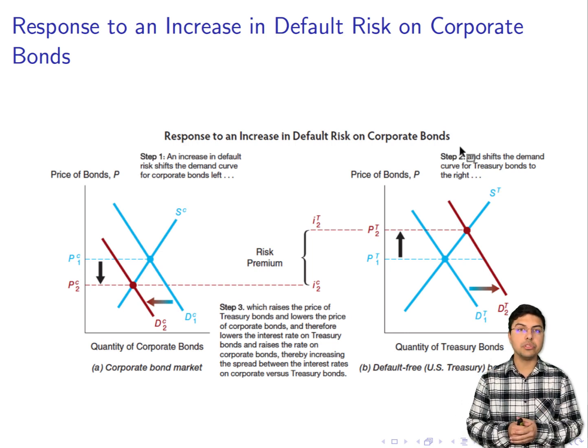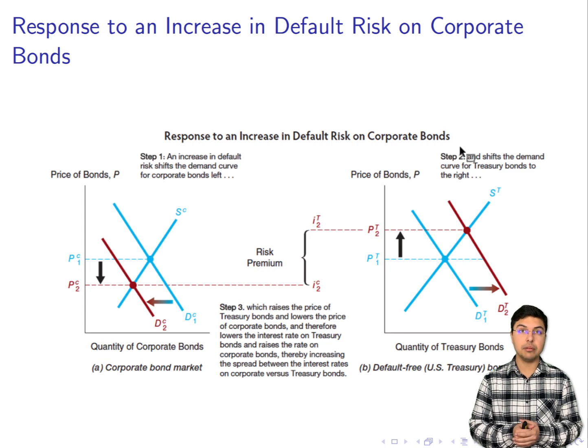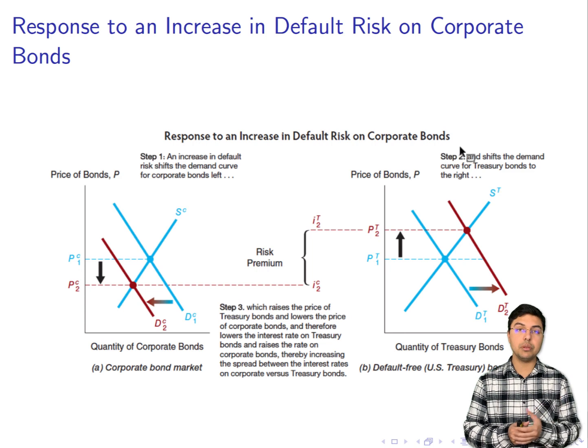Okay, now what happens if there is an increase in default risk on corporate bonds? Well, we know from the asset market approach that demand for an asset is negatively related to its risk relative to other assets, correct? So as the default risk on corporate bonds increases, the demand for corporate bonds decreases and the demand curve shifts from D1C to D2C. At the same time, the demand for Treasury bonds increases. Why? Because Treasury bonds are now relatively safer than corporate bonds. And as a result, the demand curve for Treasury bonds shifts from D1T to D2T.